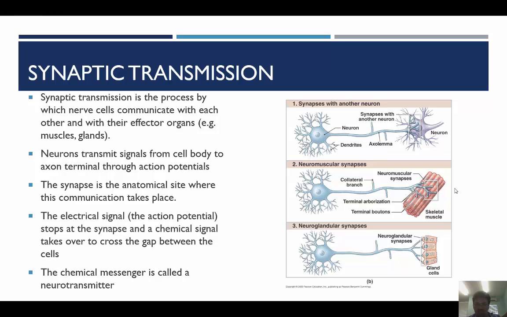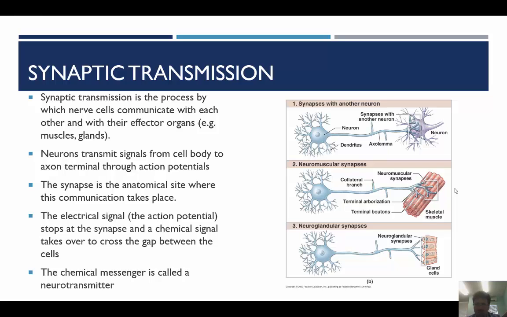down to the terminal dendrites. The issue is, when it reaches the terminal dendrites, how does this information get transferred to another neuron or the effector organ, like a muscle or a gland cell? And the process by which this happens is called synaptic transmission.